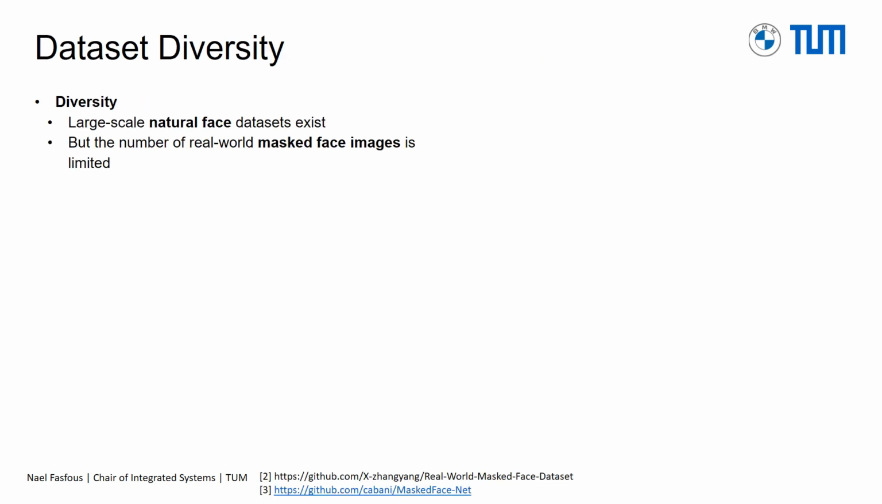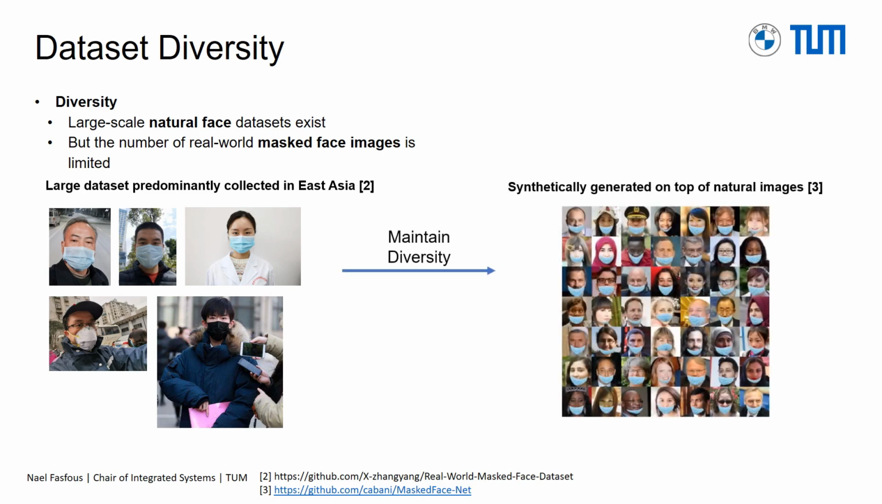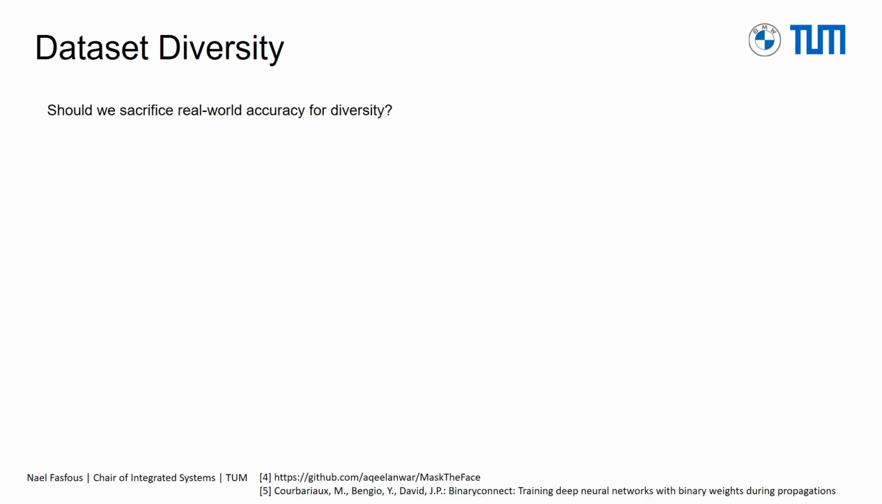In the context of our COVID face mask predictor, let's take a look at the first challenge, dataset diversity. Large-scale natural face datasets do exist, but the number of real-world face mask images is limited. Here we have a dataset that is predominantly collected in East Asia, which limits the facial features and hairstyles and skin tones of the subjects. Instead, what we could do is opt for a more diverse set of subjects and apply synthetically the masks that we would like to predict. And this way we can also vary the type or way of wearing the mask, which helps us also identify incorrectly worn masks. The question now is, should we sacrifice real-world accuracy for diversity?